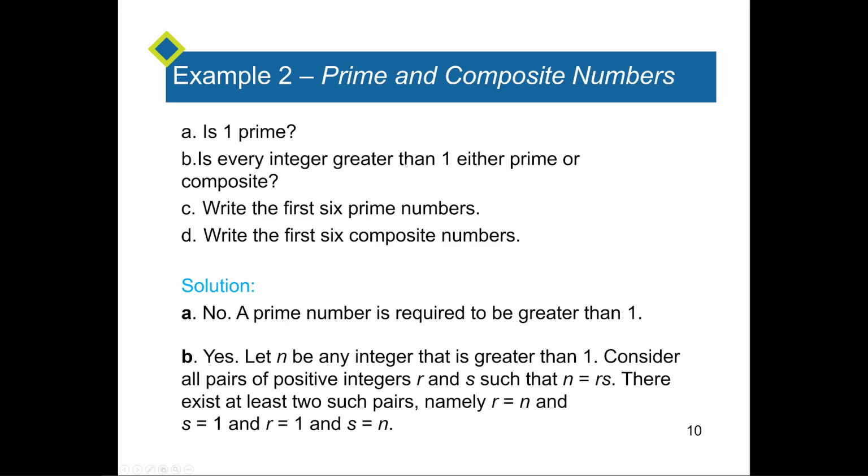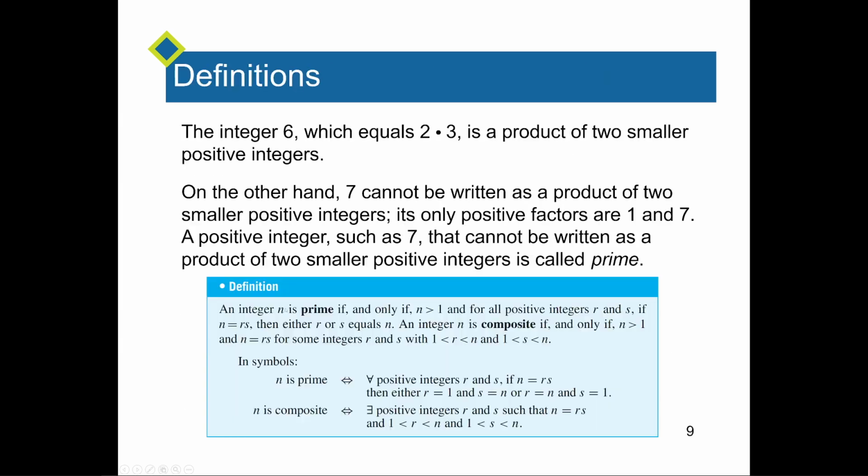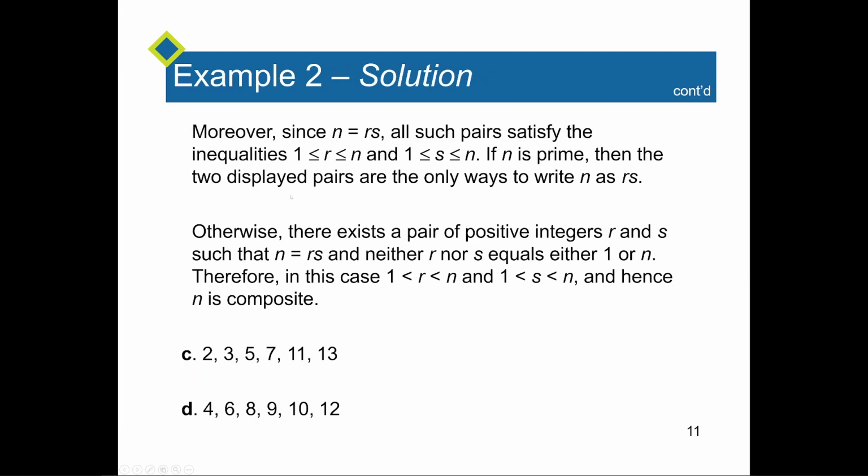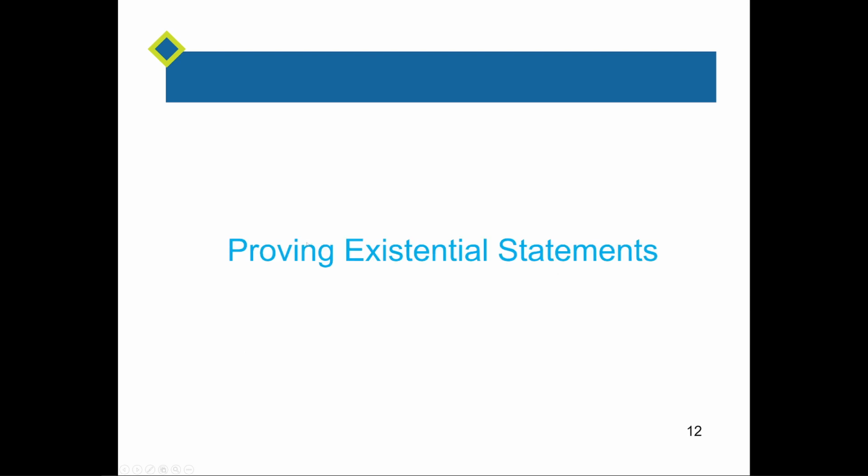Is every integer greater than 1 either prime or composite? Yes, right? Let n be any integer that is greater than 1. Consider all pairs of positive integers that are of this form here. Then there exists at least 2 such pairs. And these are the 2 pairs here, right? So we are going to use these definitions here to show these statements. Of course, C and D here are for your self-reading. You can pause the video and read.